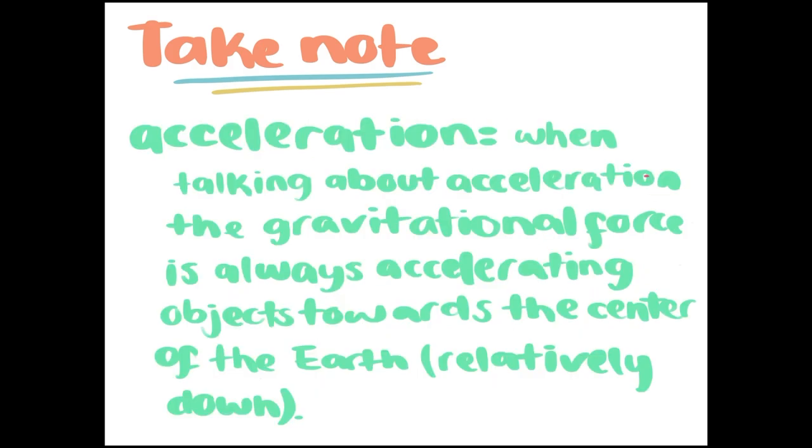Finally, the force of gravitational pull always produces an acceleration relatively downwards or towards the center of the Earth of 9.81 meters per second squared. We call this constant g.